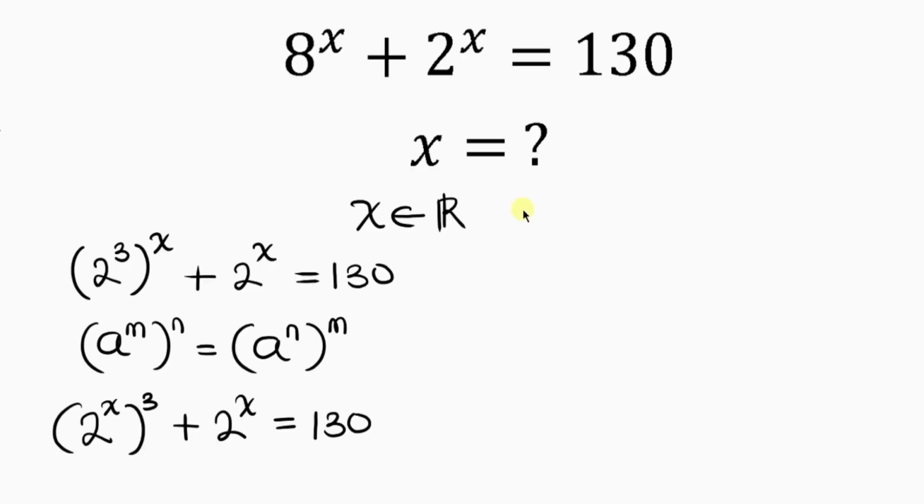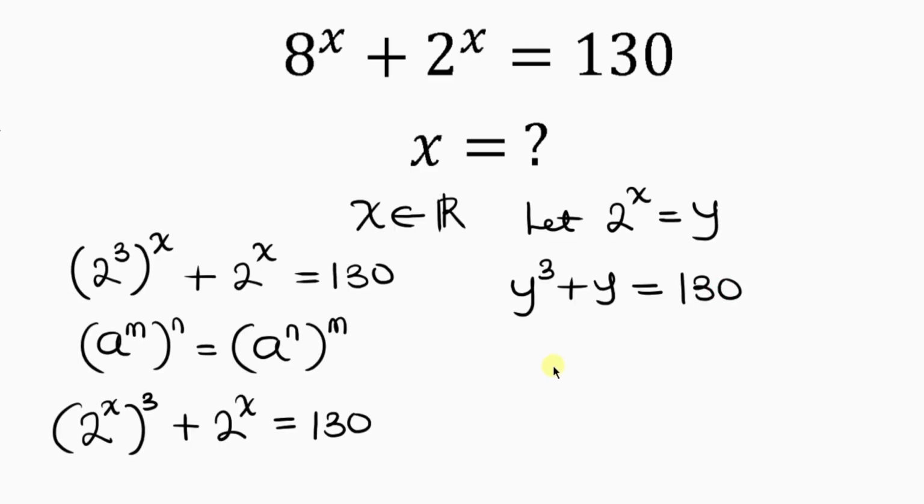Very good. Now notice that here inside of this bracket, I have 2 to the x, and here I also have 2 to the x. So that makes me want to introduce substitution by saying let 2 to the x be equal to y. So that means wherever I see 2 to the x, I'm going to be putting y there. So this becomes y cubed. So y cubed plus y is equal to 130.